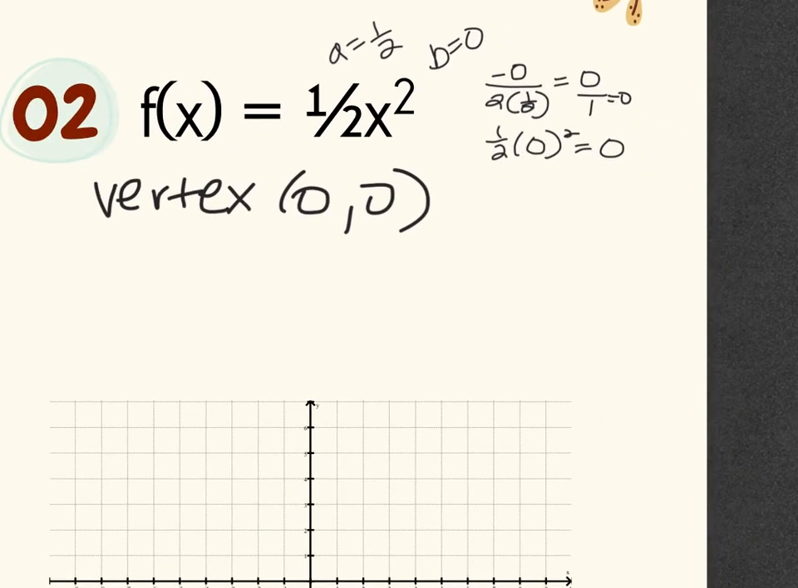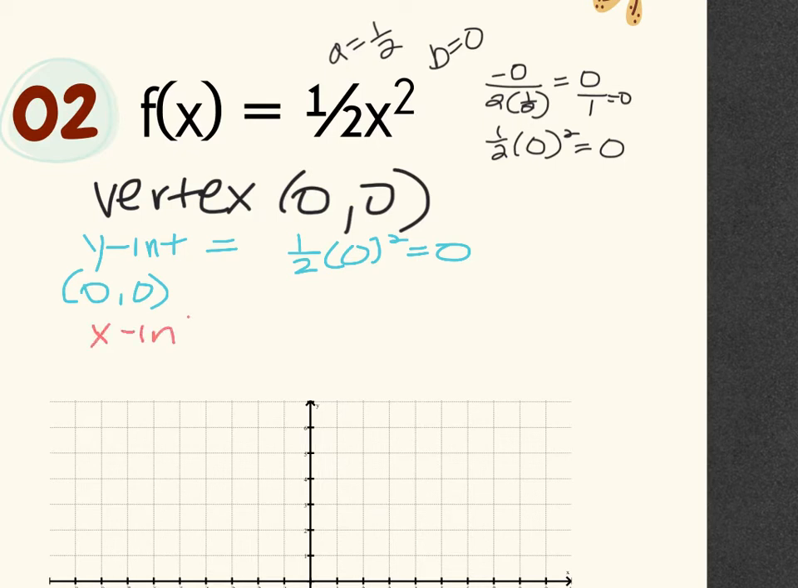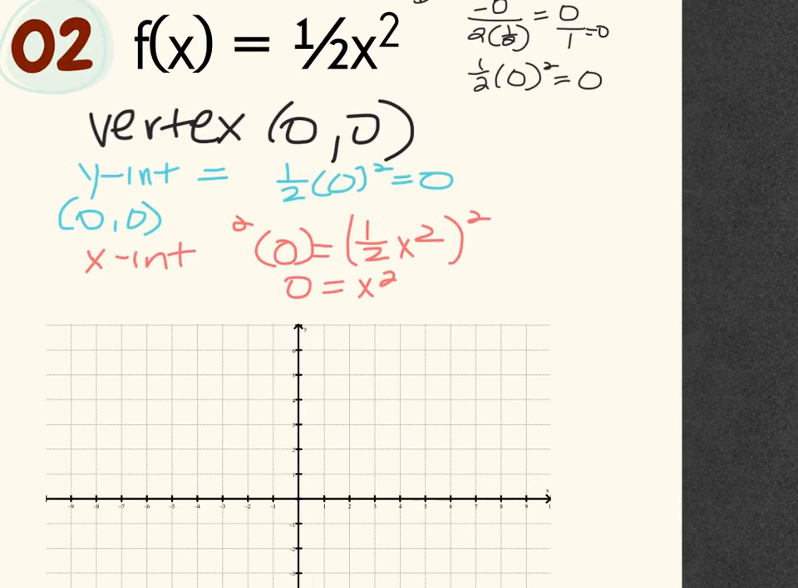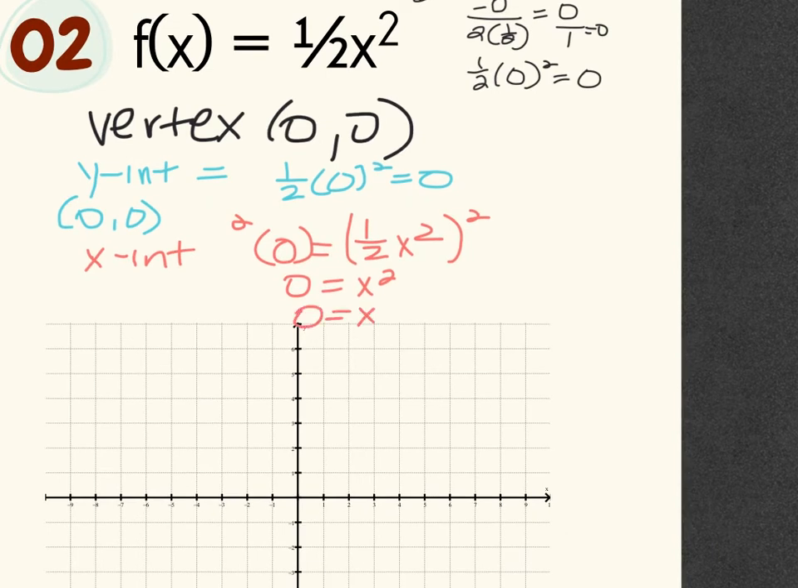If I want to find my y-intercept, I can plug 0 in for x. I already did that. 1/2 times 0 squared is 0. So my y-intercept is 0, 0. If I want to find my x-intercept, I plug 0 in for y, which is the f of x. 0 equals 1/2 x squared. I'd multiply both sides by 2, and I get 0 equals x squared, square root both sides, and x is still 0. So sometimes your x and y-intercepts are going to help you, and in this case, they do not.